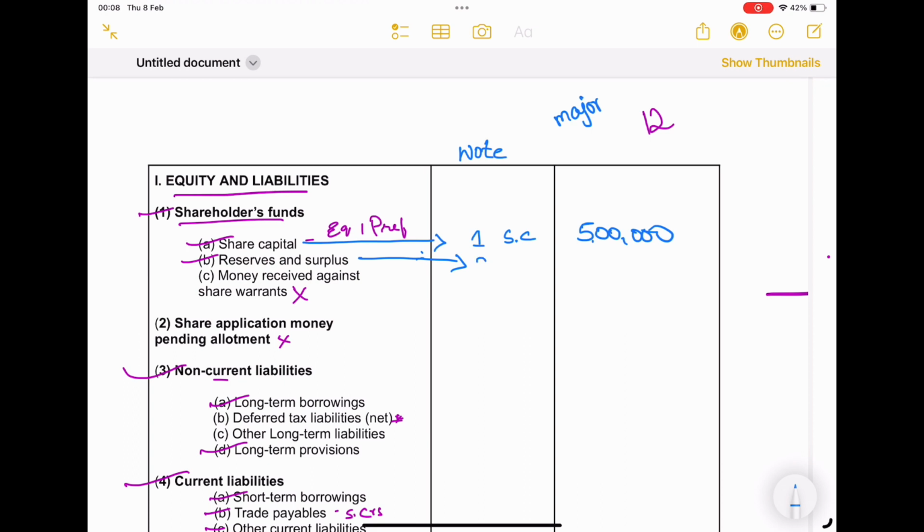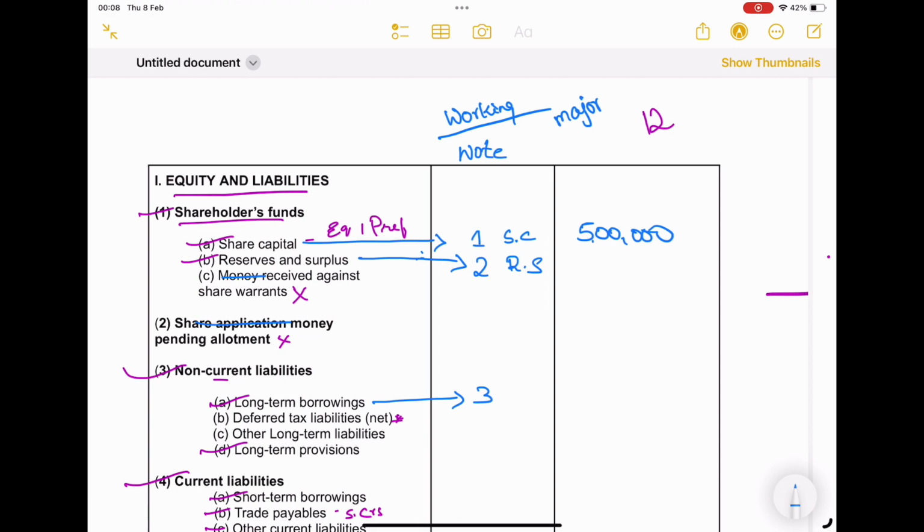Next, for reserves and surplus, note 2. Next, for these things there is no note number, because this will not happen always. So directly we are going to move on to long-term liabilities. This is note 3. You are getting my point, right? So under equity and liabilities, notes will be done. Note means nothing but working note.